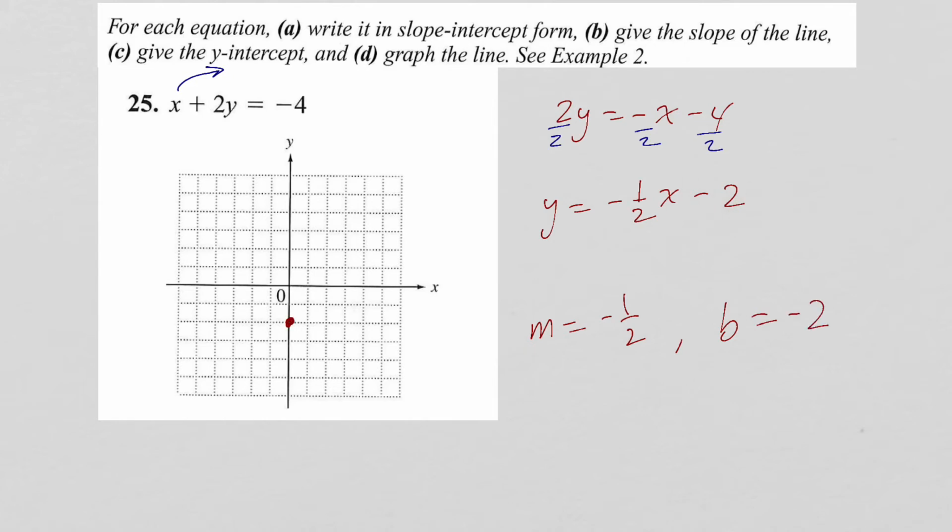So that's our starting point. On the y-axis, we'll put a negative 2. Because this is negative, we're going to go down, but we're going to run to the right. So we'll go down 1 and run 2. So there's our second point. And when we graph it, it's like this. I'll put arrows on either side, and we're done.